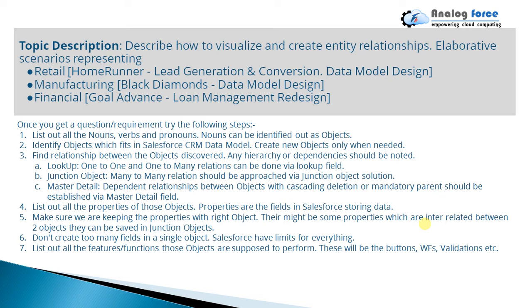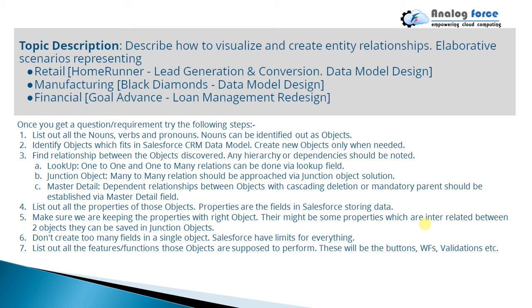The same goes with a junction object. Whenever there is a many-to-many relationship, we should try to approach the problem via a junction object solution. The third step is obviously the master detail relationship. Now, whenever there is a dependent relationship between objects with cascading deletion or a mandatory parent, it should be established via a master detail field.